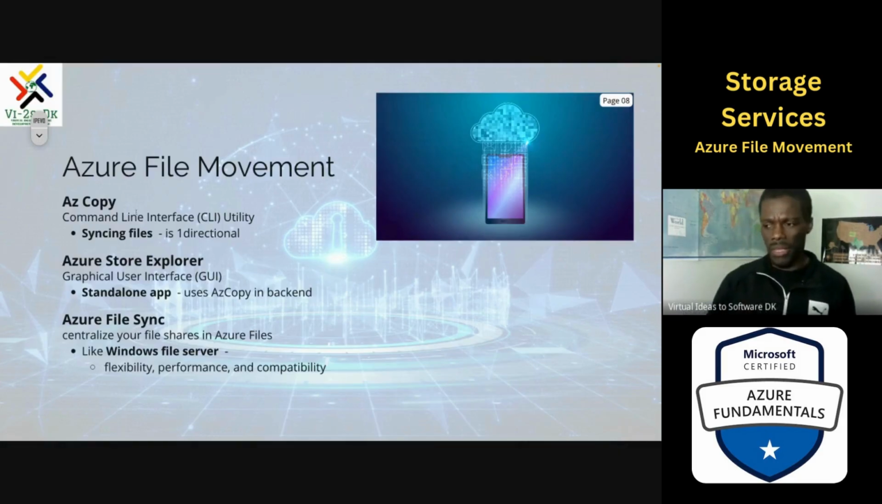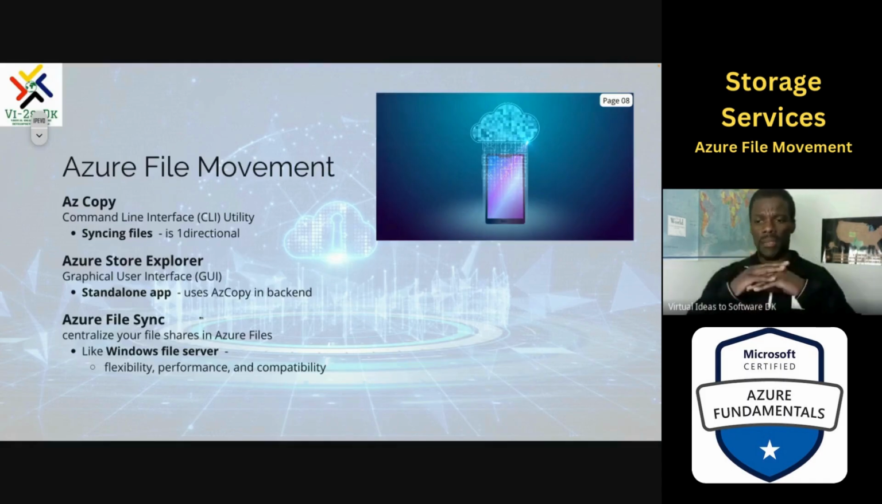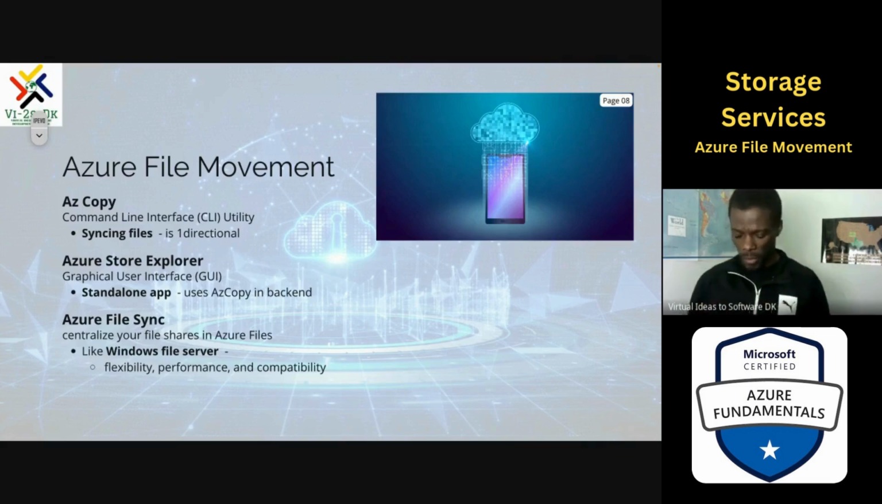The third, which is really important, is Azure File Sync. It's centralized. It helps you centralize your file shares. In this case, it synchronizes both ways, okay? And it uses something that has already been used in our Windows environment, the Windows File Server, to improve on it. In fact, you get the same flexibility, the same performance, and the same compatibility when you're moving files from one place to the other.